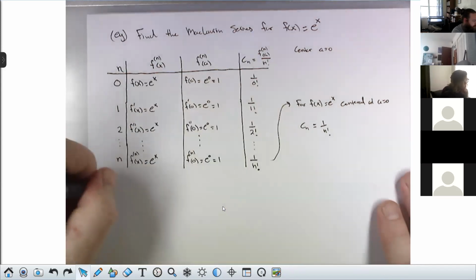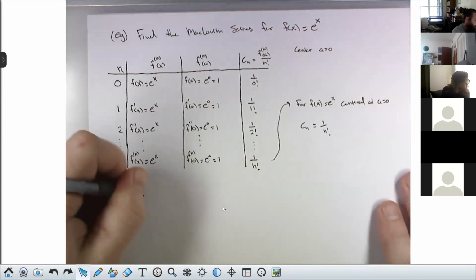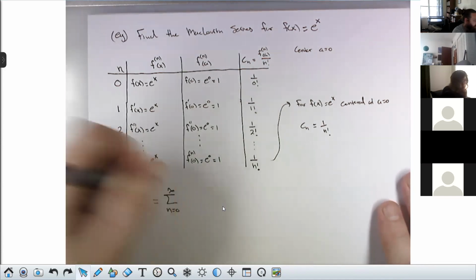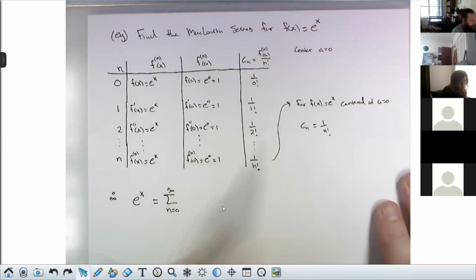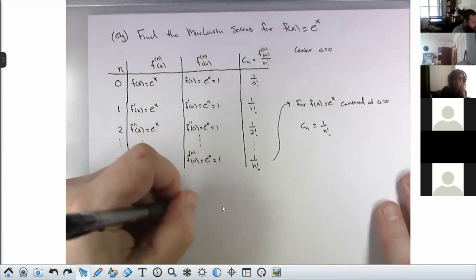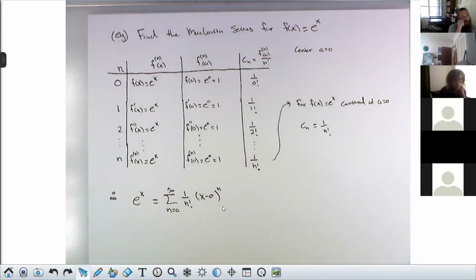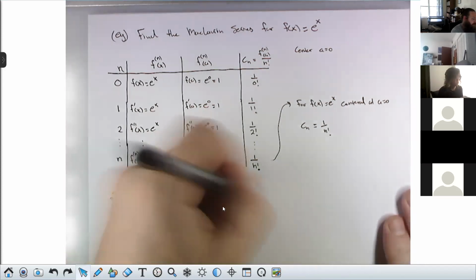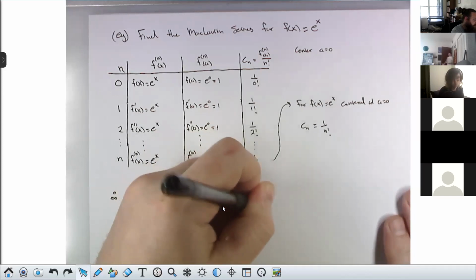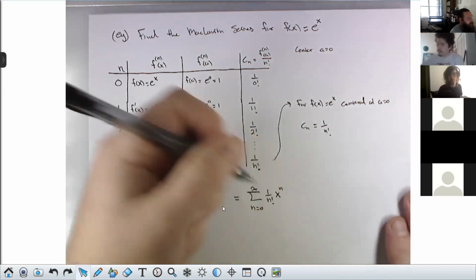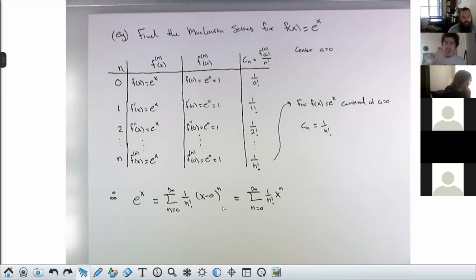Therefore, e to the x can be written as sigma n from 0 to infinity Cn, which is 1 over n factorial times x minus 0 to the n. But most people don't write x minus 0, they just write x. So sigma n from 0 to infinity, 1 over n factorial times x to the n. Some people write it as x to the n over n factorial, it doesn't matter. But I like to keep the coefficient a little separate so you can see which piece is which.